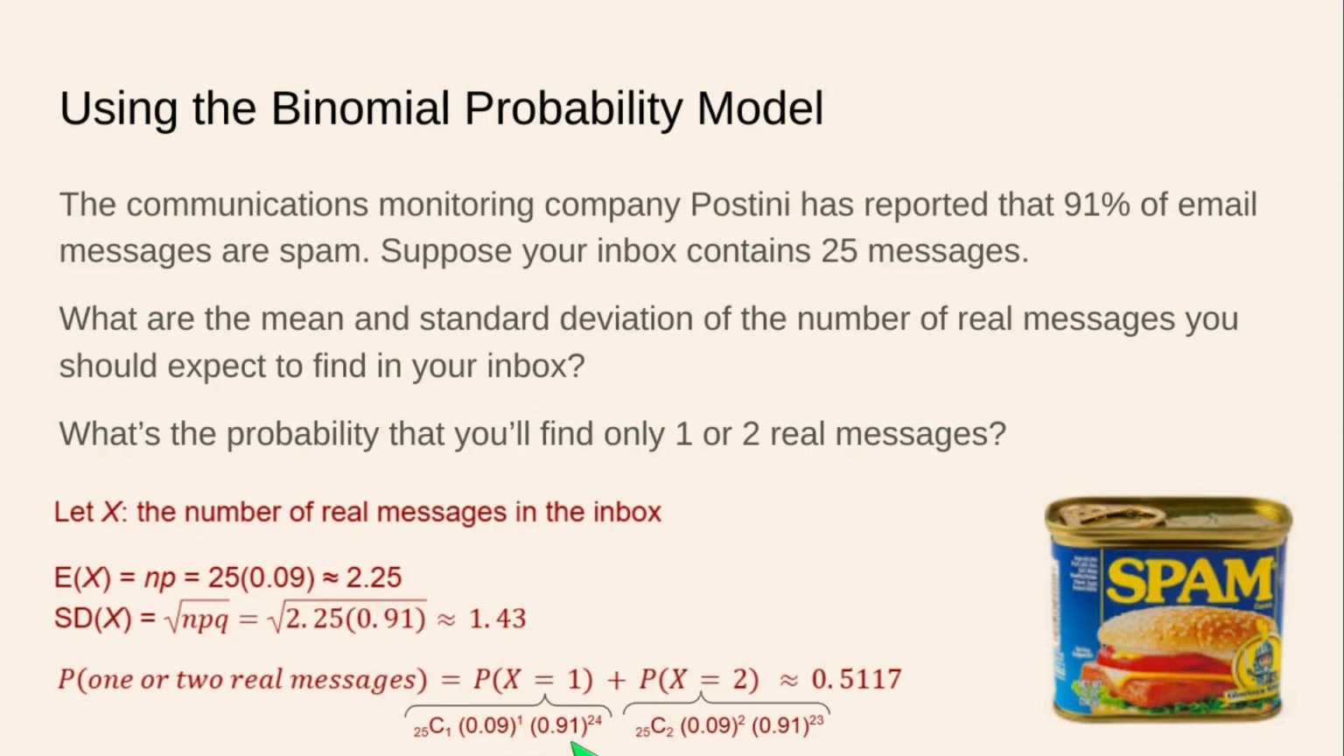All right, so we have probability of success, number of successes, probability of failure, number of fails. Okay, and that's using the formula. Then we have probability x equals 2. 25 choose 2. We have 25 trials. We choose 2 successes. Here's my odds of success, number of successes, odds of failure, number of failures. And that turns out to be a little over half. So we are more likely than not to get 1 or 2 real messages.